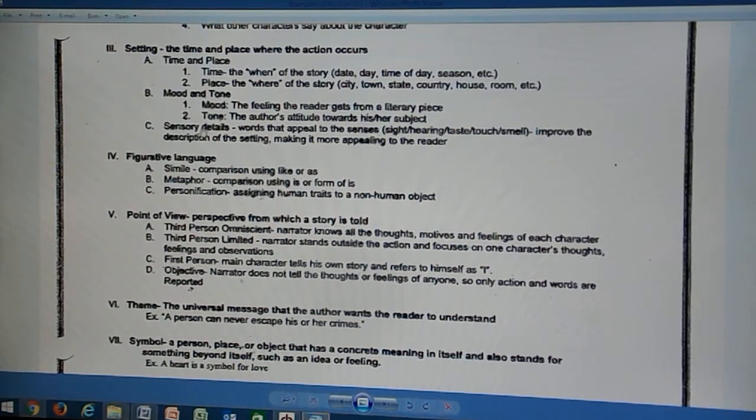One of the things that they use is sensory details. These are words that appeal to the senses, like sight, hearing, taste, touch, smell. This helps us to understand the setting, and a lot of times makes it more appealing for us to read because it helps us to feel a connection with what we're reading.